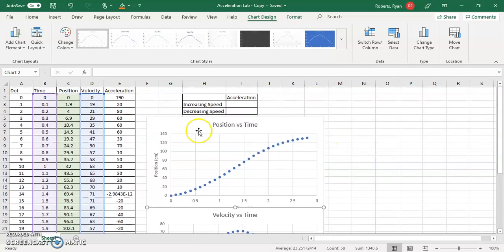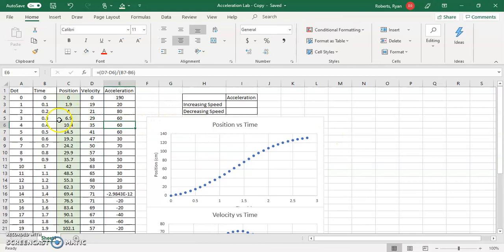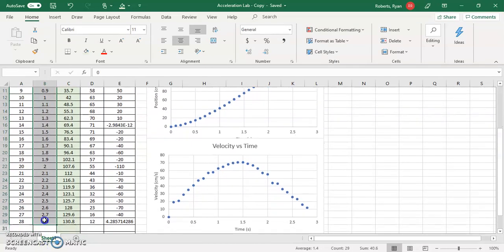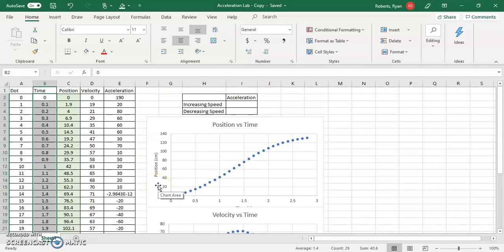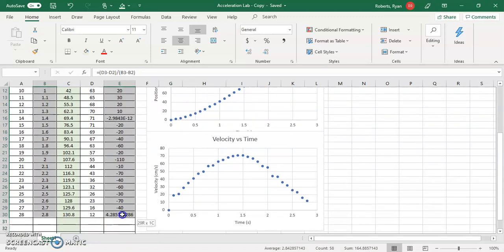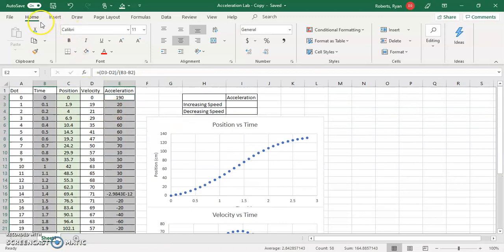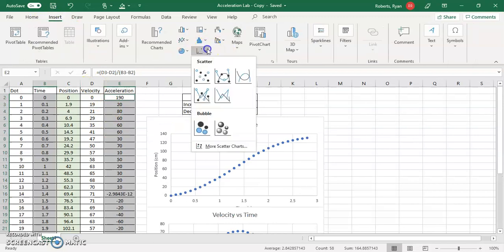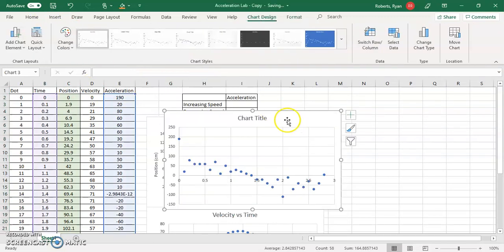And then last is our acceleration versus time graph. So again, select your time values. Hold down Control on a PC or Command if you're on a Mac. Highlight your acceleration values. This one's going to look really funky, and it's really not going to look pretty at all. But honestly, that's okay. I wouldn't worry about it too much. Let's just throw it in. This is an acceleration versus time graph.